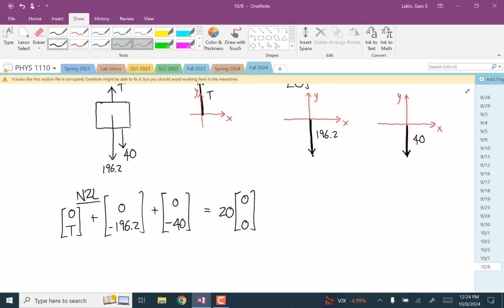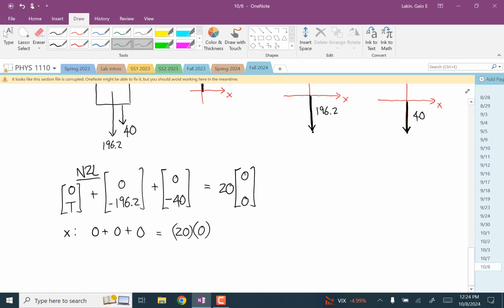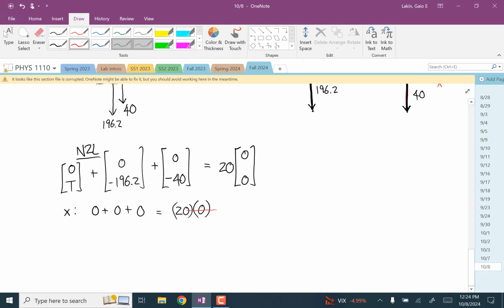And so this gives us 2 equations. The x equation says 0 plus 0 plus 0 is equal to 20 times 0. Well, that doesn't help at all. So we weren't able to solve any variables with that one. But the y equation says T minus 196.2 minus 40 is equal to 20 times 0.